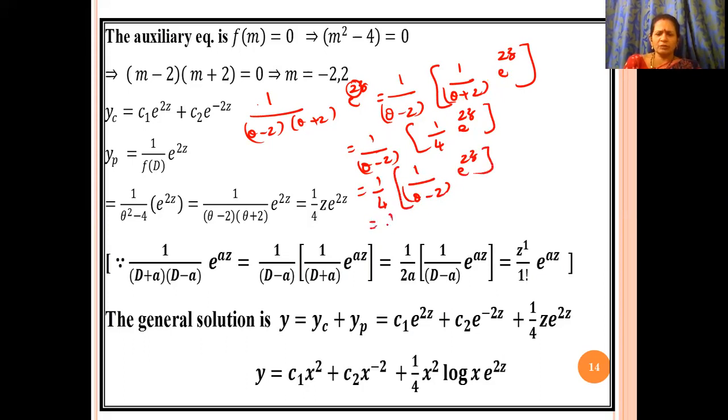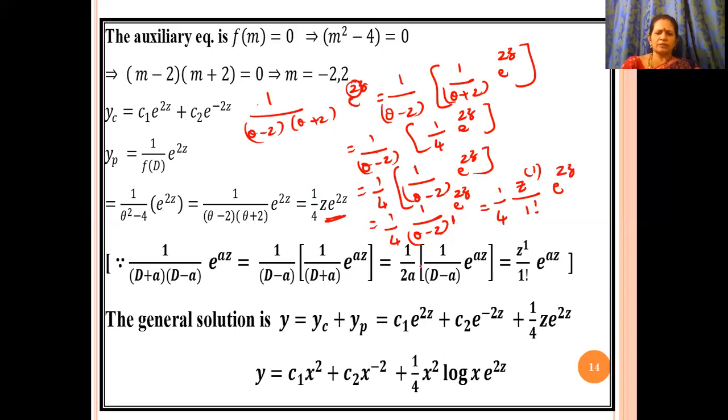Now we have to apply the formula we applied previously in the second problem. This is in the form of 1 by (theta minus a) whole to the power of r. Here a is 2, r is 1, into e power 2z. So what is the formula? 1 by 4 into z to the power of r, where r is 1, 1 by r factorial, 1 factorial, into e power az. So the value is 1 by 4 into z into e power 2z.